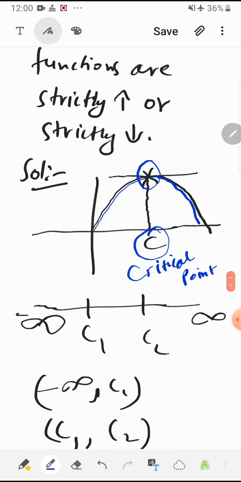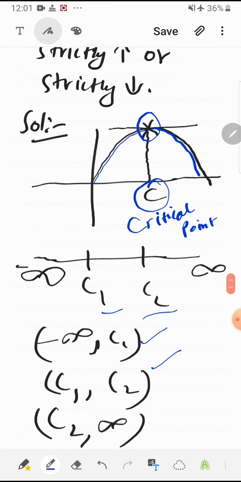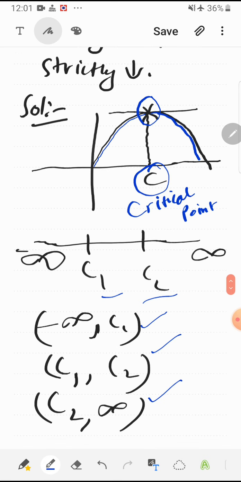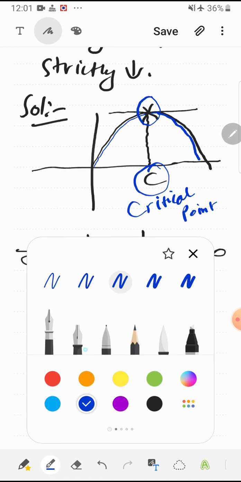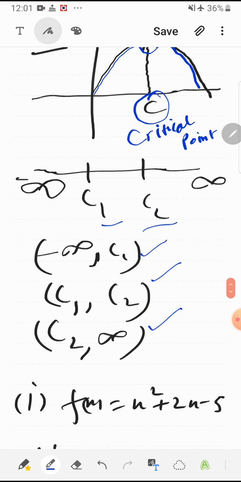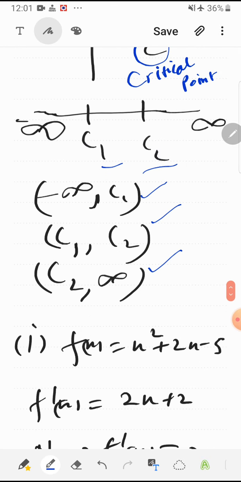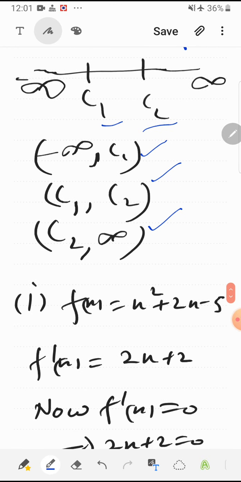So the algorithm is very much clear. That means I have to find the derivative, put that derivative equal to 0, find the critical points, 1, 2 or whatever, then make the intervals minus infinity to c1, c1 to c2 and c2 to infinity. Remember, intervals are always one more than the number of critical points. And after that we can check the derivative, whether it is positive or negative in the particular interval. So let us do a question of this kind.